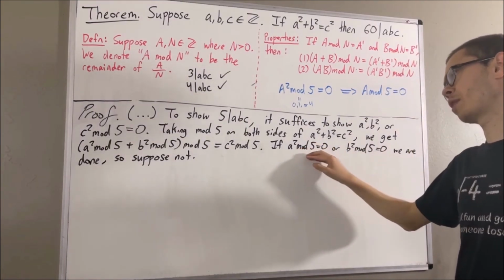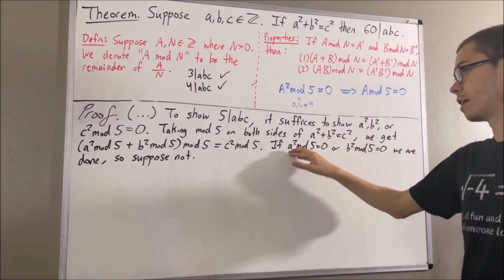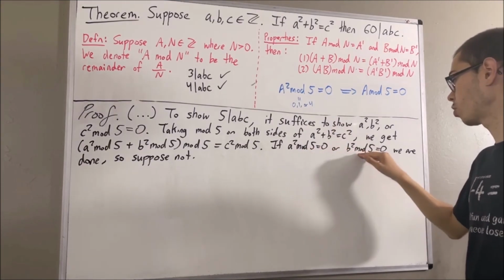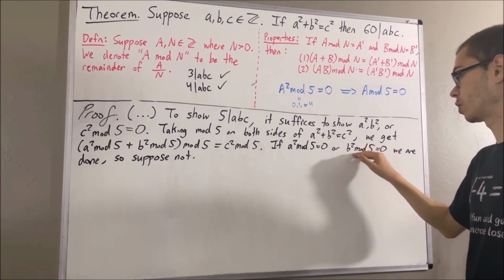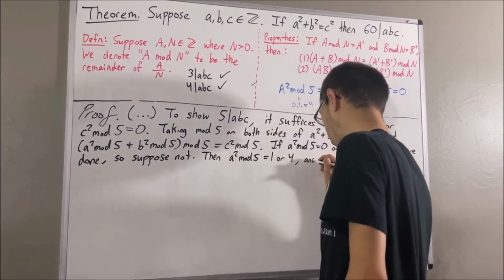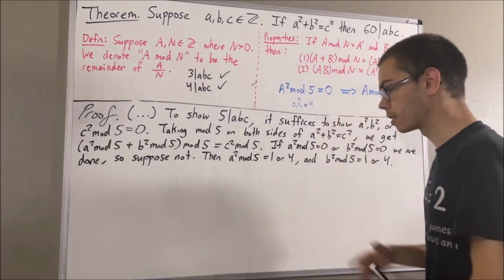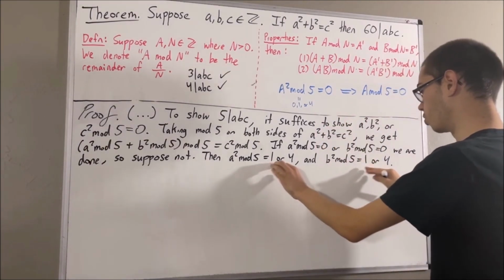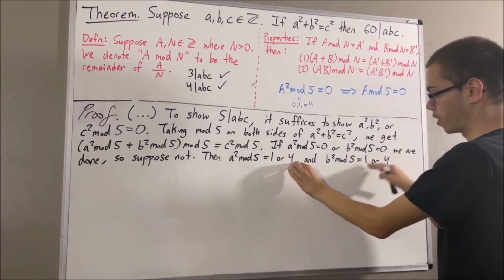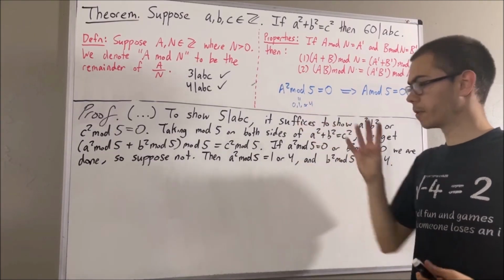Well, we know that a squared mod 5 is equal to 0, 1, or 4, so in that case, we must have a squared mod 5 equal to 1 or 4. Similarly, if b squared mod 5 is not equal to 0, we must have that b squared mod 5 is equal to 1 or 4. So this gives us a total of 4 cases: either they're both equal to 1, they're both equal to 4, this one's equal to 1 and this one's equal to 4, or this one's equal to 4 and this one's equal to 1. And we are going to consider all 4 cases.